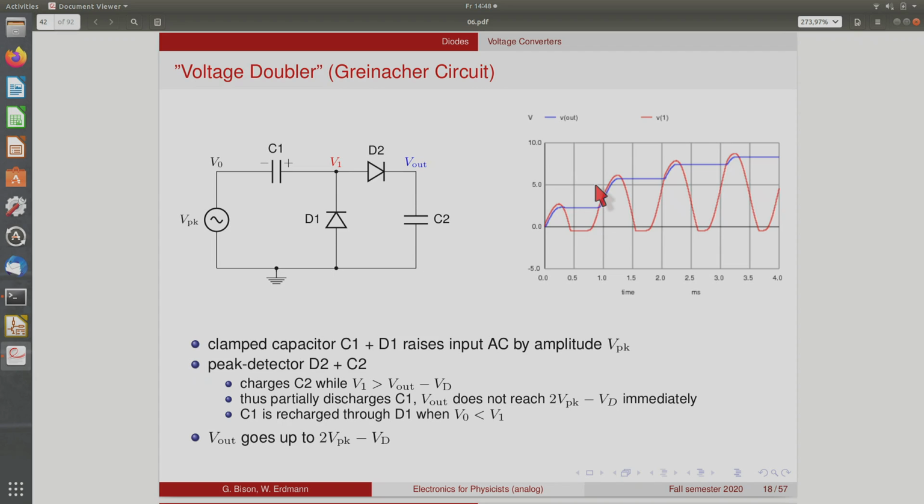This circuit is called a voltage doubler or Greinacher circuit. Greinacher was a Swiss physicist who invented this circuit. And this can now be used to really create DC voltages from an AC voltage that are higher than the amplitude of the AC voltage. Okay, it's called a voltage doubler, but strictly speaking it's only a voltage shifter.